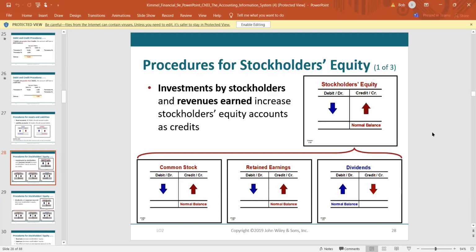So assets equal liabilities plus equity. Assets go up with a debit. Therefore, liabilities and equity must go up with a credit.